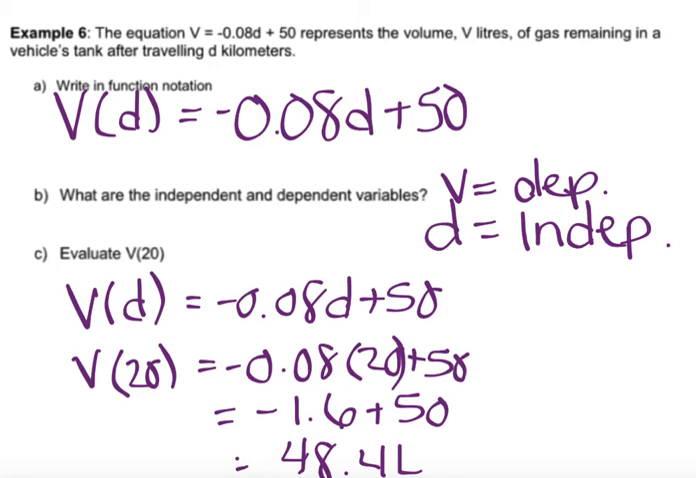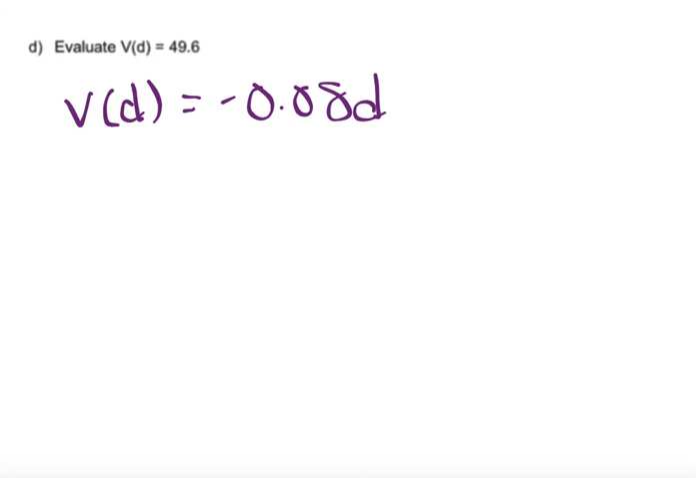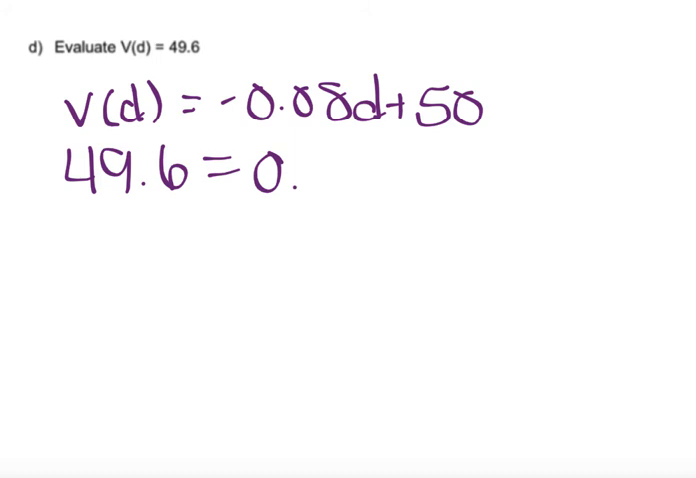Now we're going to use the same equation, so we still have v of d is equal to negative 0.08d plus 50. And it wants to know at what point, how many kilometers have I driven to have 49.6 liters left? Because if my volume is equal to 49.6, that means I have 49.6 liters. And I want to know how far have I driven if that's what I have left. So we're going to replace v of d with 49.6, and we're going to solve for what d is equal to.